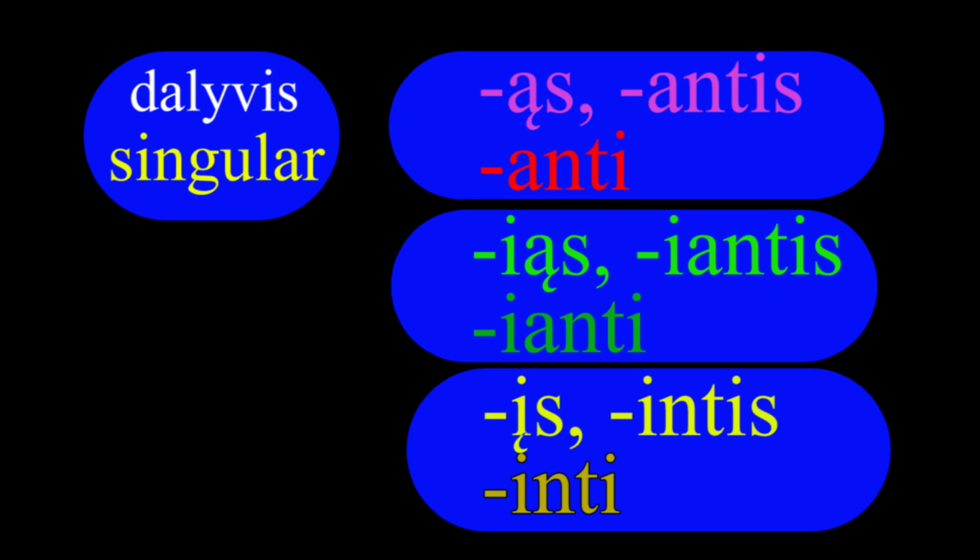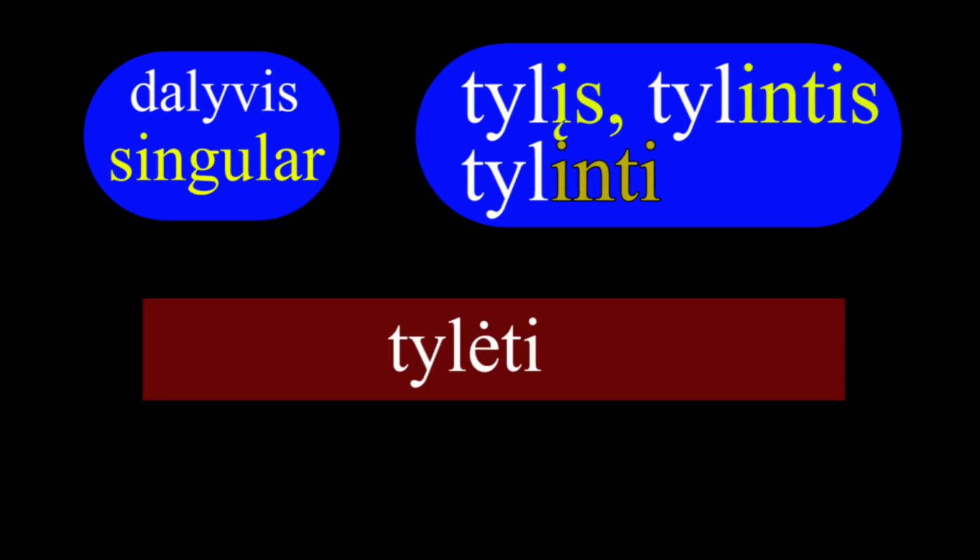Now we know the endings of participle. Masculine as, antis, and feminine anti. As, antis, and for feminine anti, and is, intis, and inti. Tylys, a person who is silent. It's silent, but it's a participle. Tylėti, it's to be silent, but it's a verb.